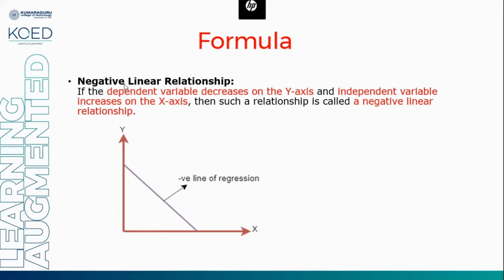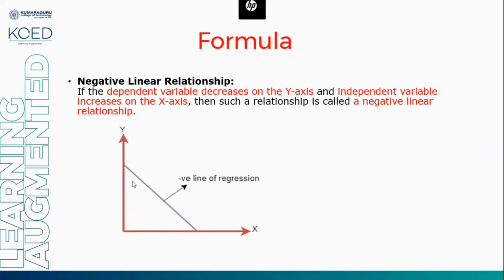Suppose we have a negative relationship. If the dependent variable decreases on the y-axis and the independent variable increases on the x-axis, such a relationship is called a negative linear relationship. What it is showing is that x is increasing and y is decreasing, so we get a negative slope. For example, y equal to 5 and x equal to 0, we'll get a point here.